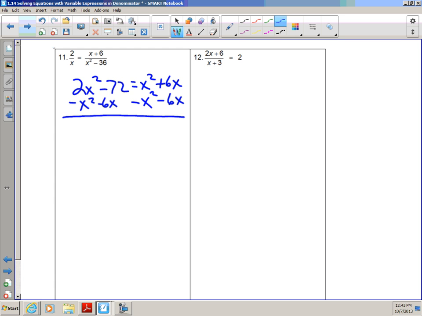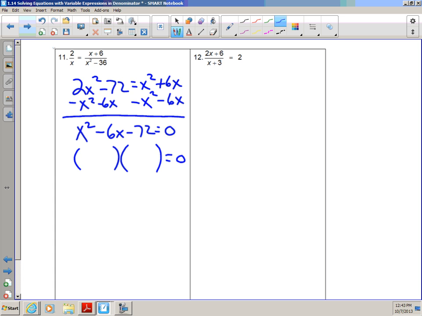2x squared minus x squared is x squared. You don't change the variable when adding or subtracting. You just add or subtract the coefficient. Minus 6x minus 72. Please write your trinomial in proper order, starting with the highest exponent with the variable on down. If you were to mix this up, then trying to do I am is not going to work at all, and you're going to just confuse yourself.